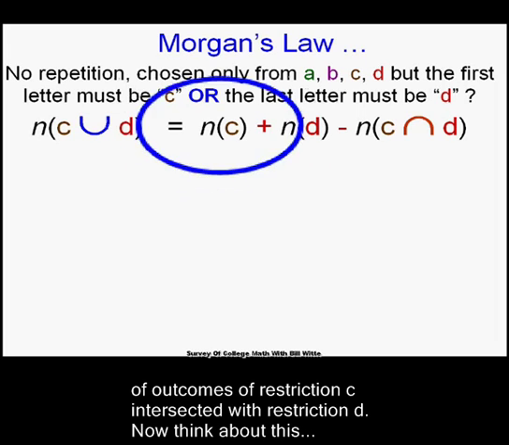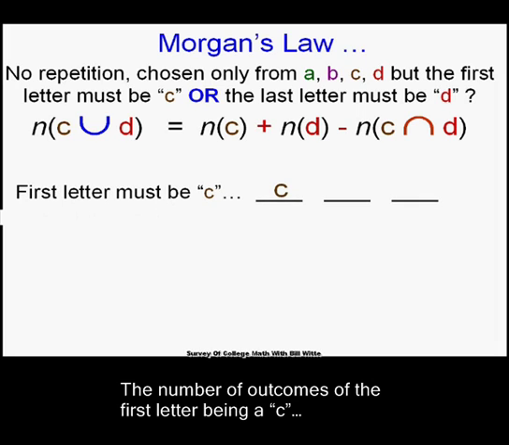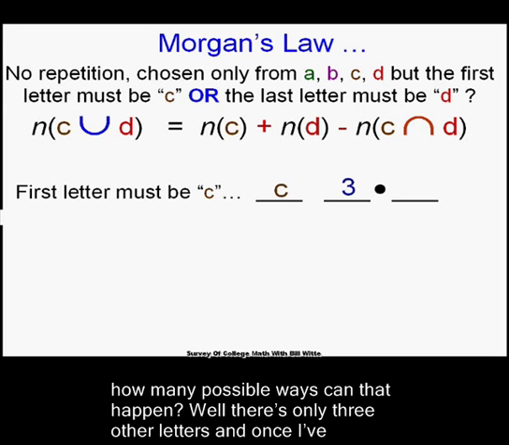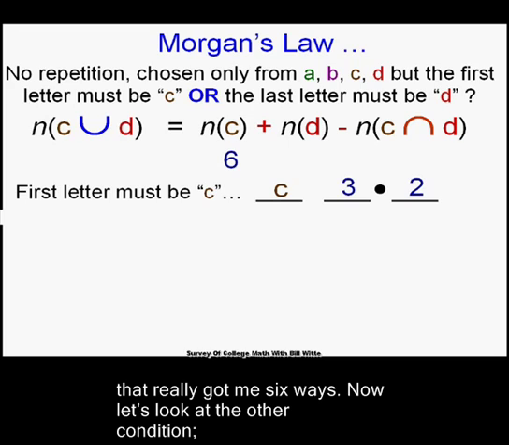Now let's think about this. The number of outcomes of the first letter being C. The first letter must be C. How many possible ways can that happen? Well, there's only 3 other letters, and then once I've chosen that one, 2 other letters. Forget about any other situations. The first letter must be C. There's really going to be 6 ways, isn't there?